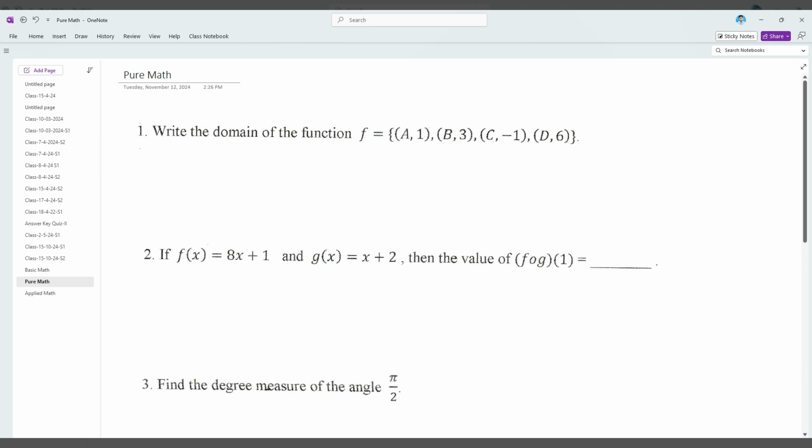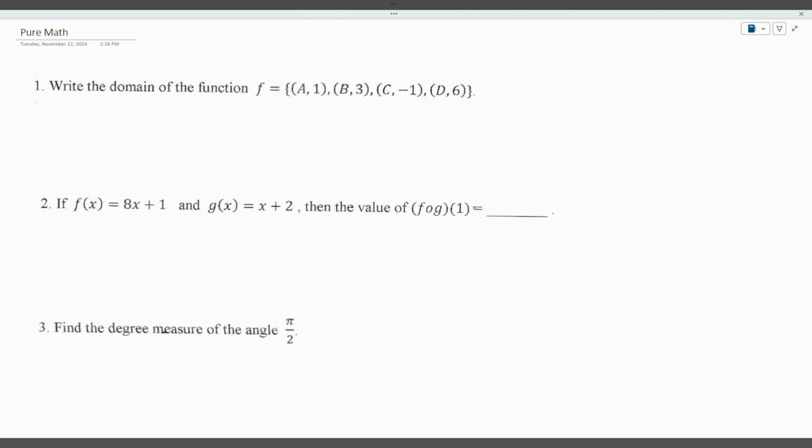Hi students, in this video we are going to discuss a few problems related to pure mathematics. So let's start. As you can see, our first problem is: write the domain of the function f.